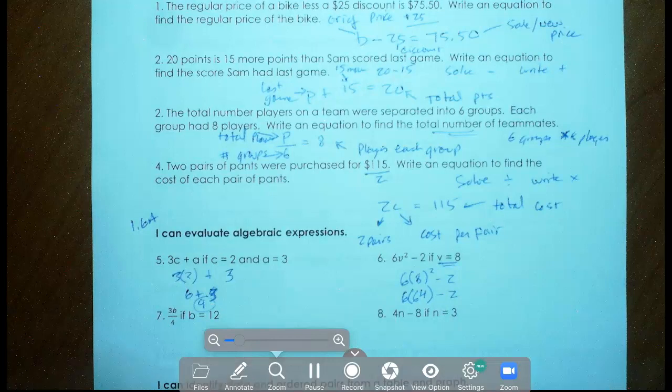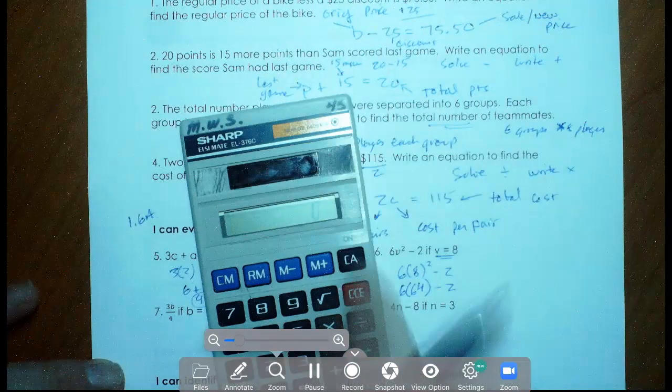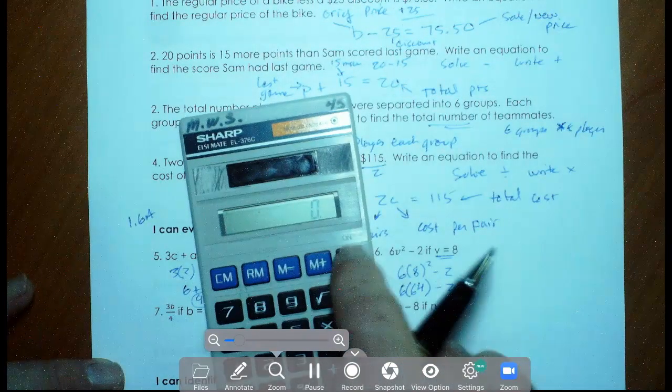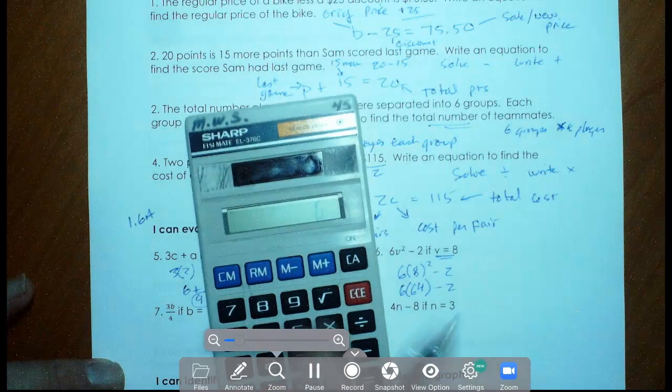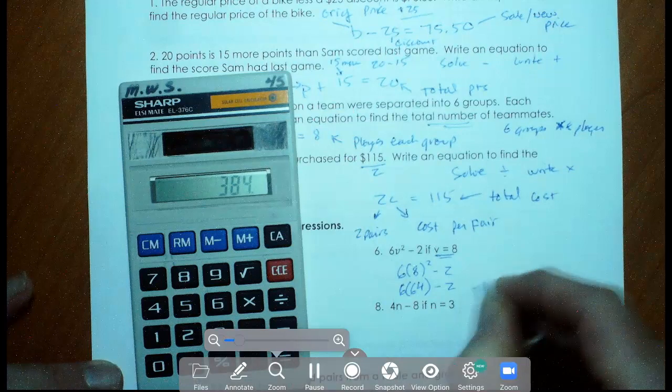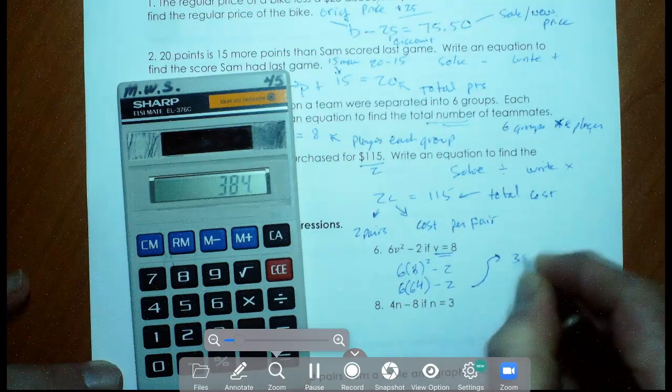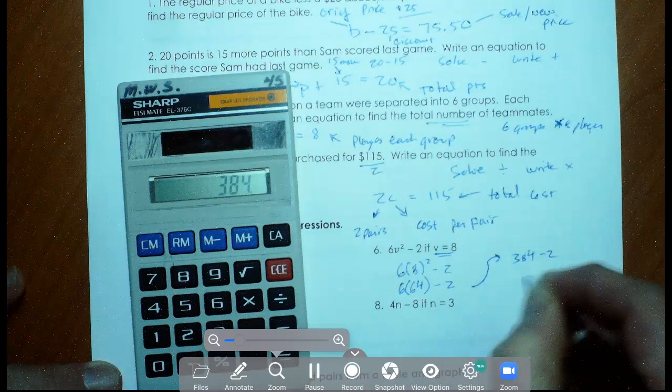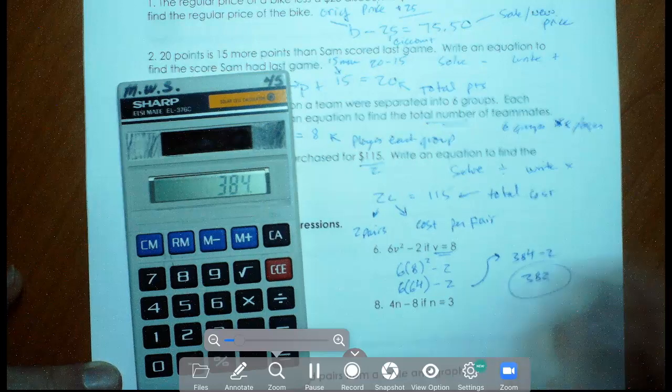Let's grab the calculator here. Let's do 6 times 64. 6 times 64 equals 384. Let's put an arrow up here. So this is 384 minus 2, 382 is our difference.